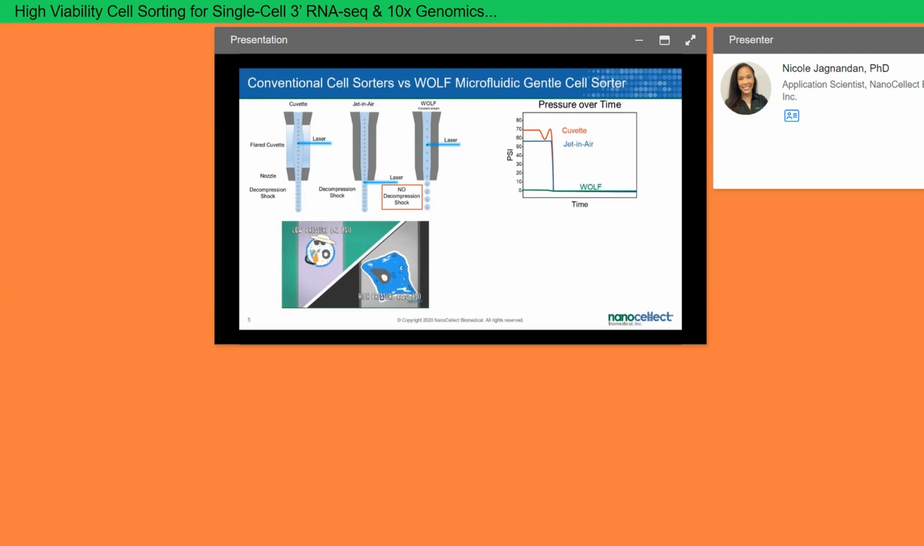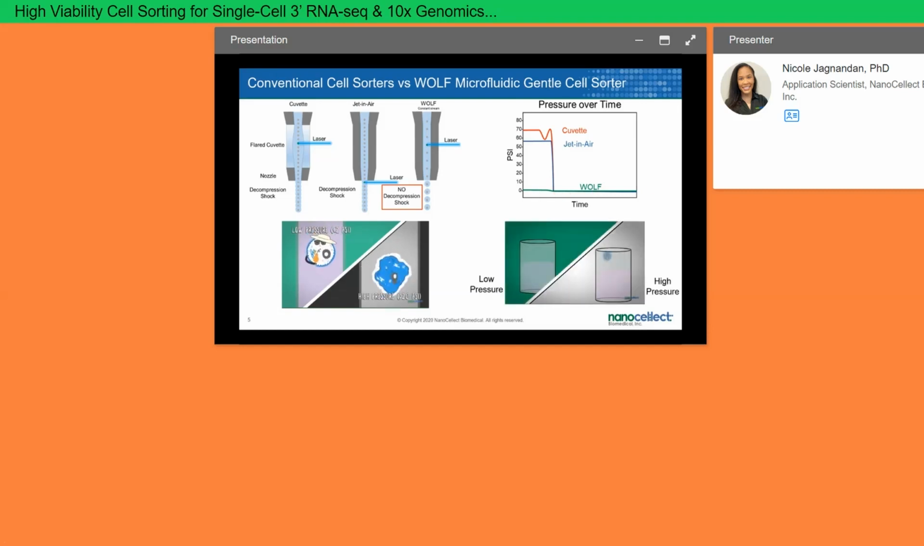Conventional cell sorters that use the cuvette or jet and air sorting mechanism can exert anywhere from 20 to 70 pounds per square inch of pressure on your cells, which also causes decompression shock once they exit out of the nozzle. This can cause a lot of shear stress on your cells. The WOOF, however, emits just under 2 pounds per square inch of pressure on your cells, and therefore there's no decompression shock once they exit out of the sorting cartridge. And so cells end up being much healthier and functional for your downstream assays.